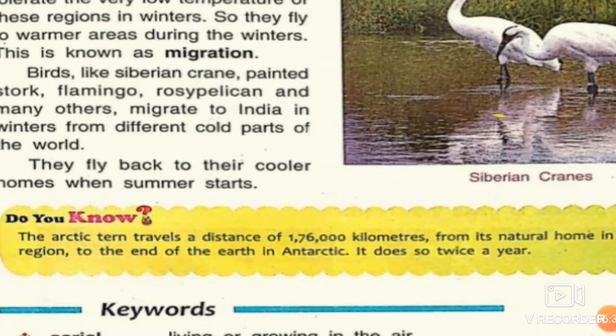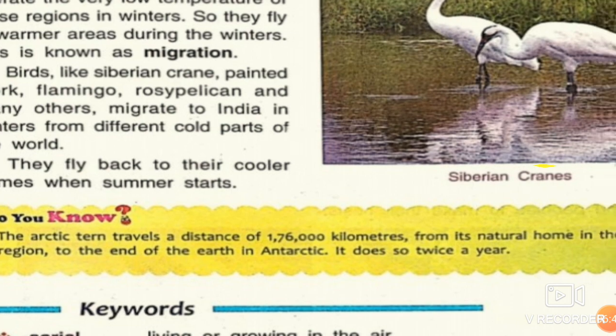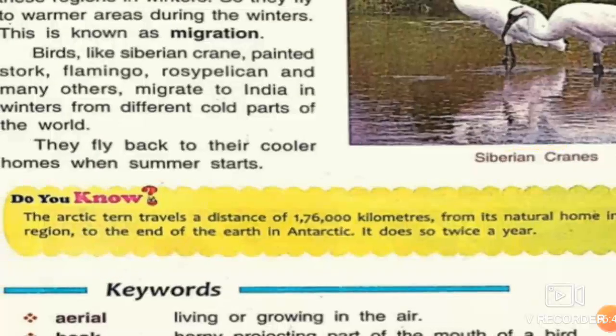Do you know the Arctic tern travels a distance of 1,76,000 kilometers from its natural home in the Arctic region to the end of the earth in the Antarctic? It does so twice a year. Can you imagine, children, such a small bird? And it travels from one part of the earth, one pole, to the other pole, Arctic to the Antarctic. I will show you a picture of the Arctic tern. Just imagine a small bird.